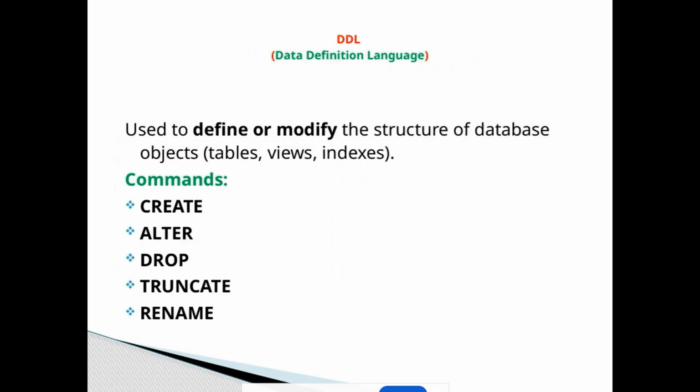with DDL commands. The key commands here are create, which is used to set up new objects, alter, which modifies existing objects, drop, which deletes objects from the database, truncate, which quickly removes all data from a table without logging individual row deletions, and rename, which changes the name of a database object.